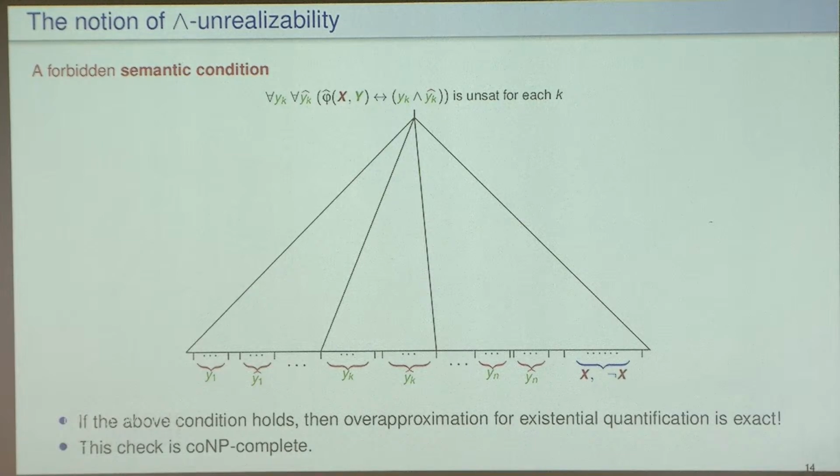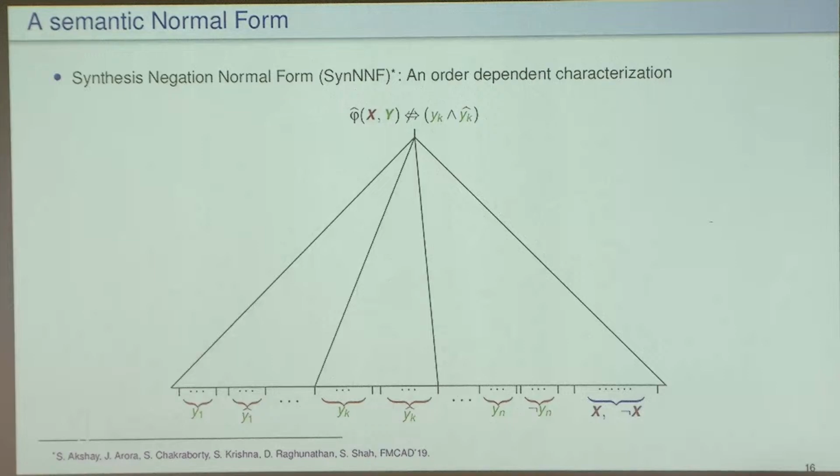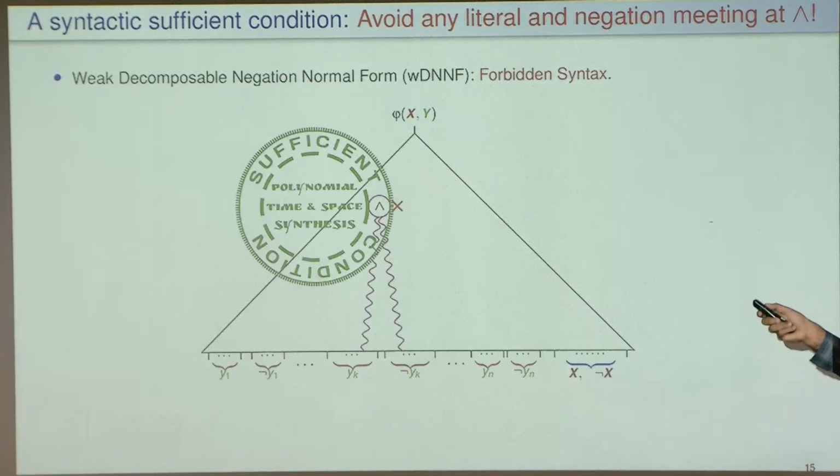So one can ask, is there a syntactic condition? And now we can go back to our weak decomposable negation normal form. If you don't allow any output variable and its negation to syntactically meet at an AND gate, they cannot semantically behave as an AND gate, right? So therefore, this is clearly a sufficient condition for having AND unrealizability, right? So this is something which we can generalize significantly more. So this is a syntactic form.